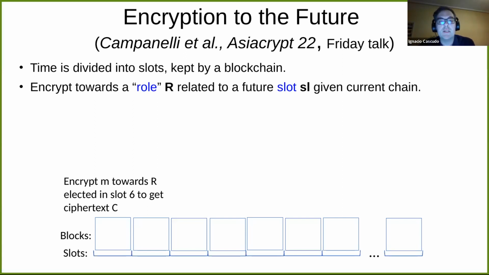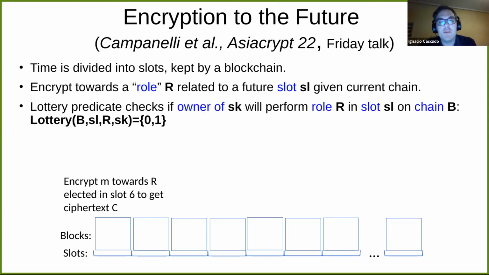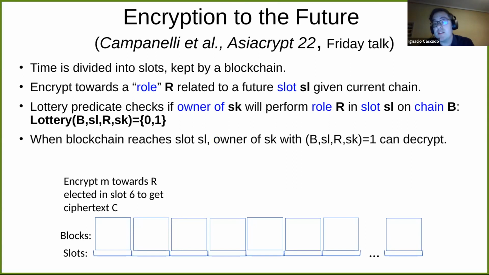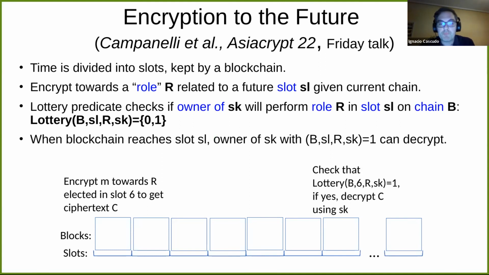So you could be encrypting towards the row number 2 in slot number 6, for example. Then there is a lottery that checks if the owner of a certain secret key will be assigned to that role. If that is the case, then this party will be able to decrypt. So this is encryption to the future. You will see more about that on Friday.